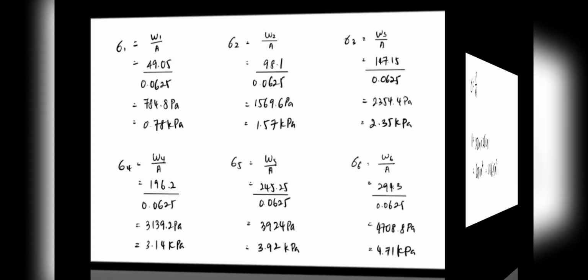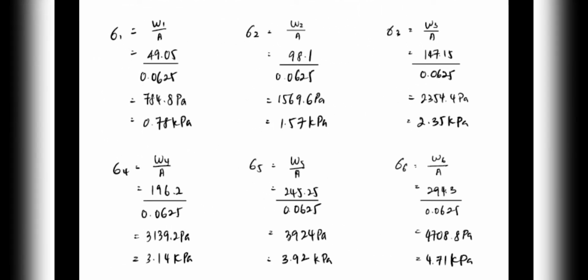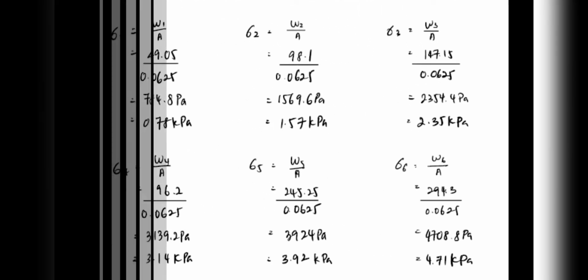The stress is calculated using the formula stress is equal to P over A, where P is the pressure and A is the surface area. The surface area of the base is 25 cm times 25 cm, which gives 625 cm squared. The value is then substituted into the formula to obtain the stress.